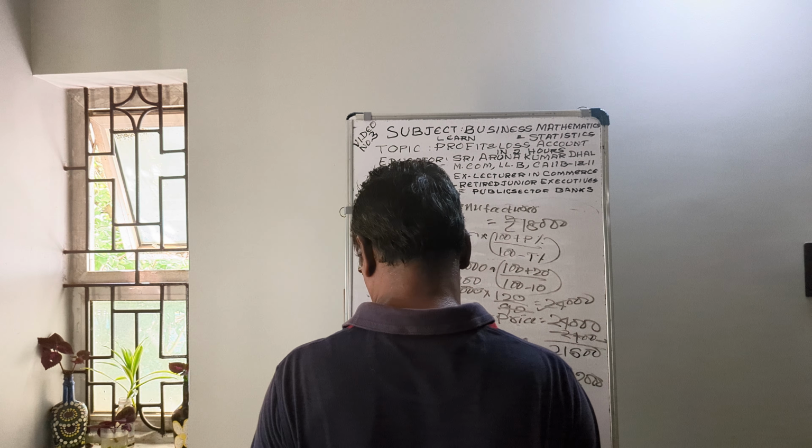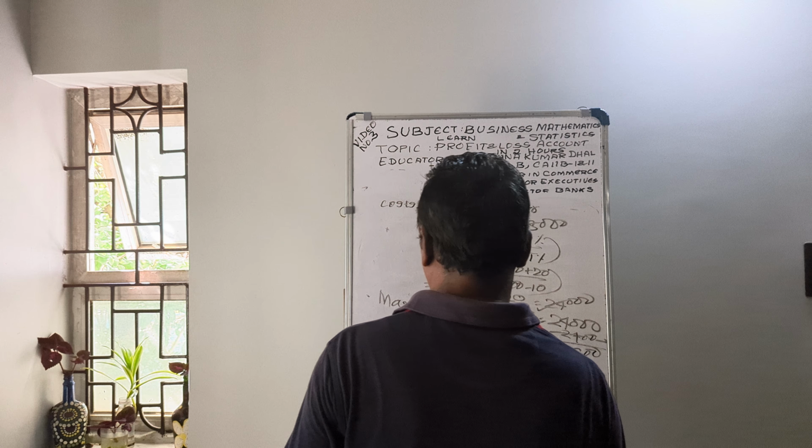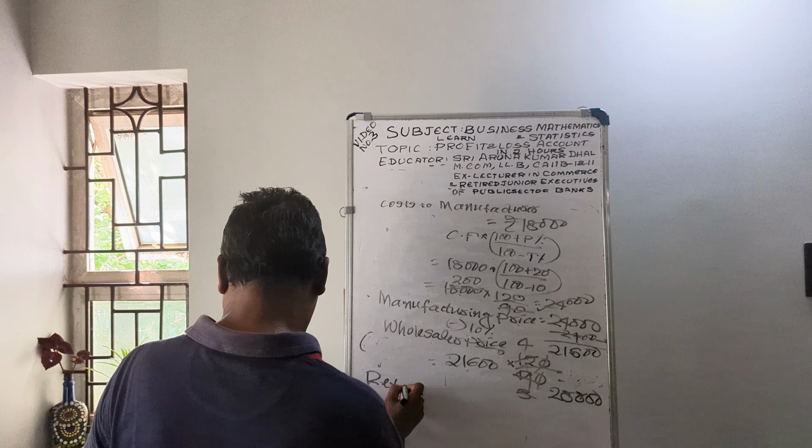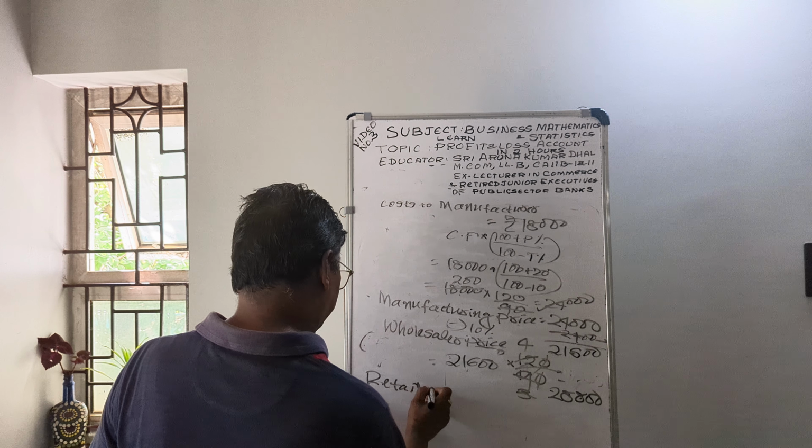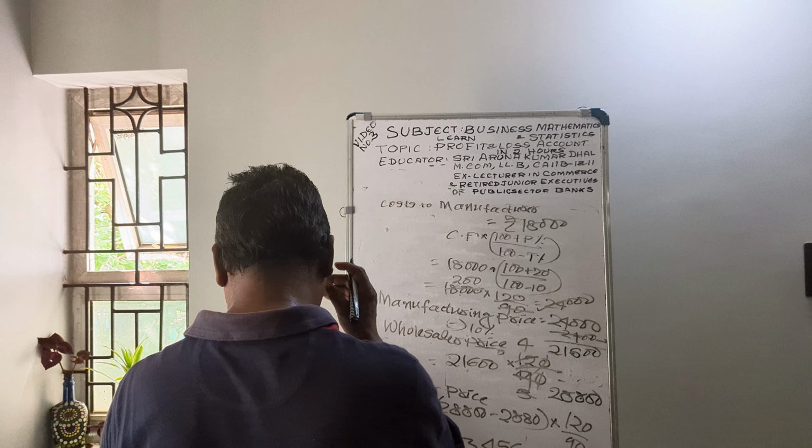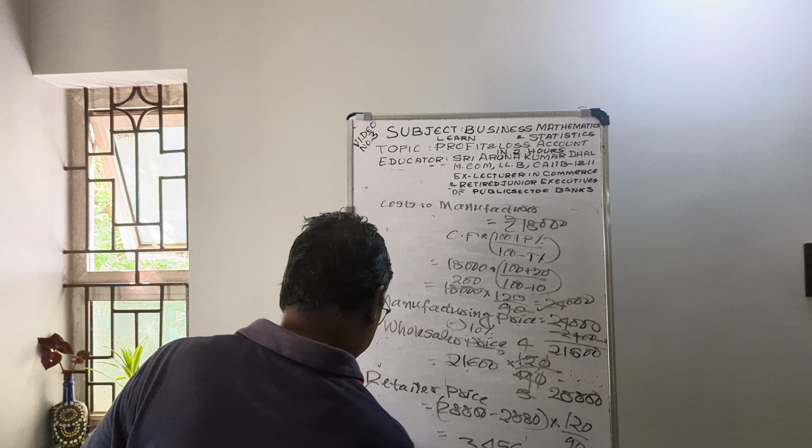Determine each of the above prices including load on the consumer when no discount is allowed at any level. So it is 21,600 into 120 by 90. It will give you 28,800. Again the retailer price. You will allow also a 10% discount first. That is 28,800 minus 10%, 2,880, into 120 by 90, same formula. So the retailer price is now 34,560. The retailer will also give some 10% discount, that is the consumer price.